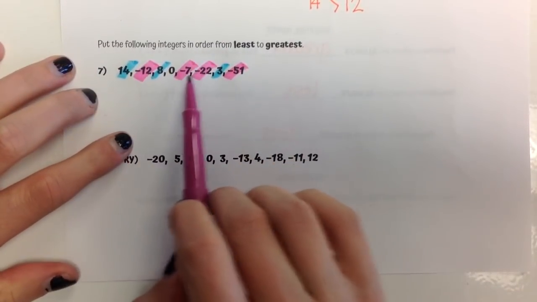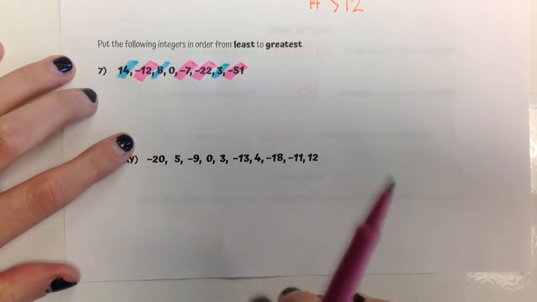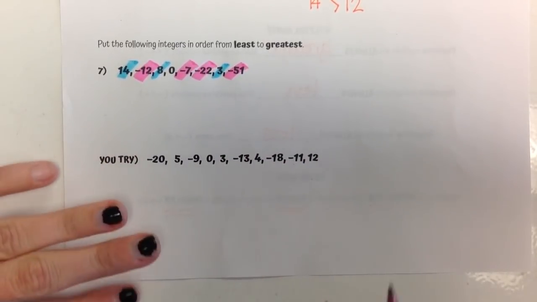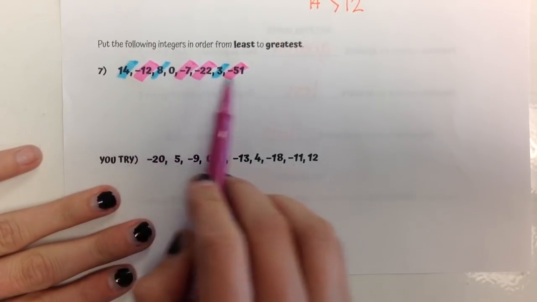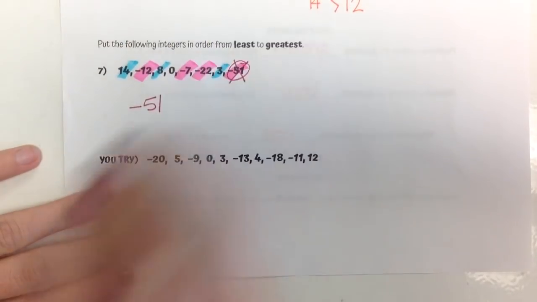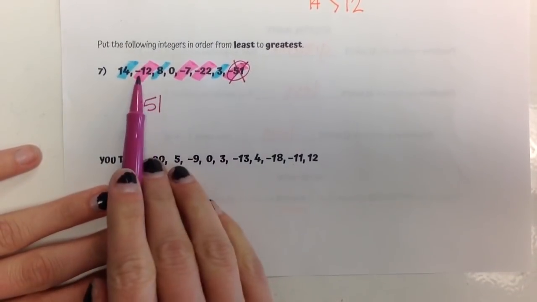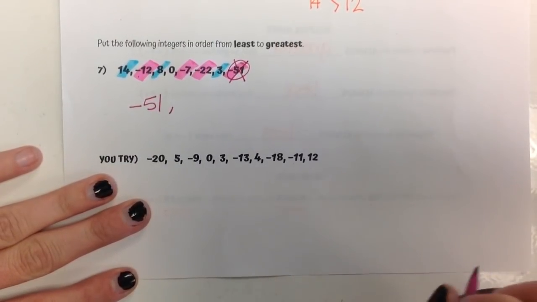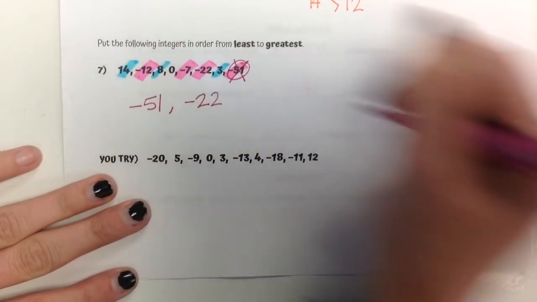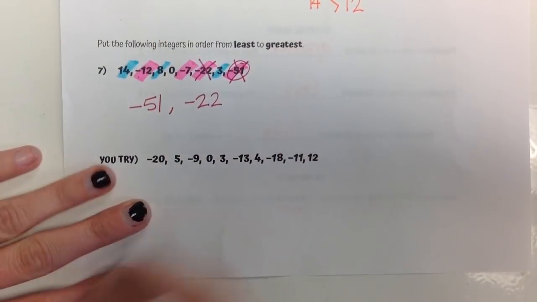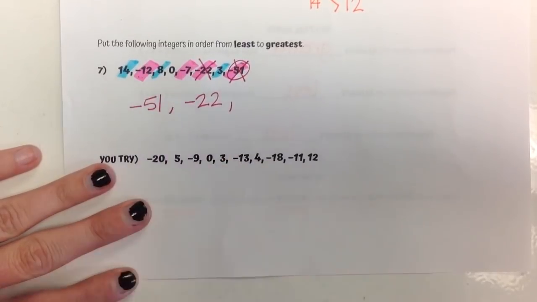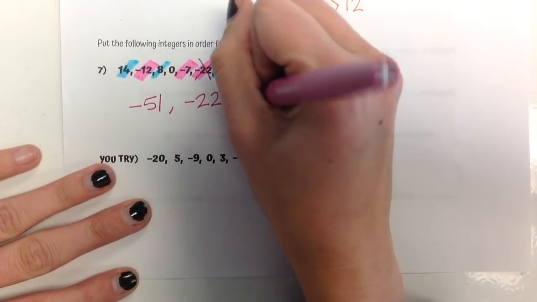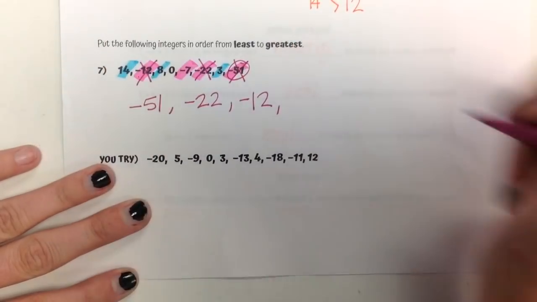We've got negative 12, negative 7, negative 22, and negative 51. We're looking for our smallest number. Remember, our biggest negative is our smallest number. So the biggest negative here is negative 51. That's going to be our smallest. Now I'm looking at negative 12, negative 7, negative 22. I'm looking for our next biggest negative because that's our next smallest number. Negative 22 is the next biggest negative. Now I've got negative 12, negative 7. The next biggest negative is negative 12 because that's our smaller number. And then negative 7 is the only other negative we have left.